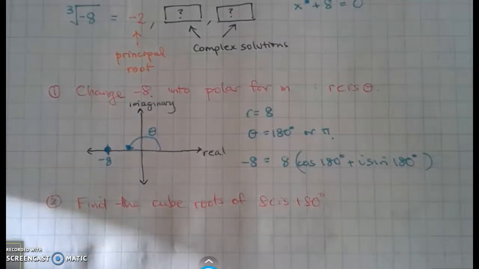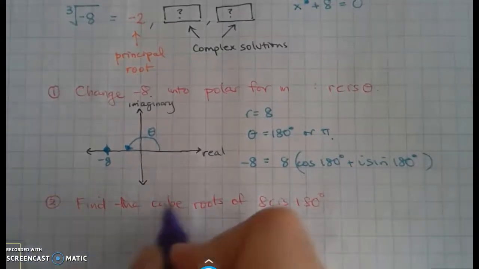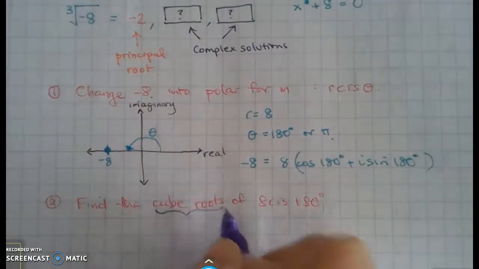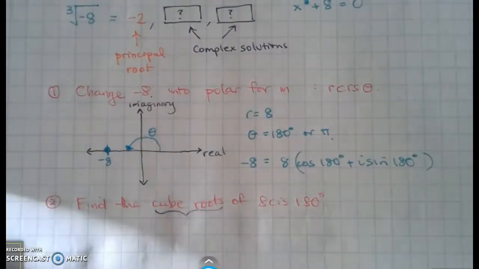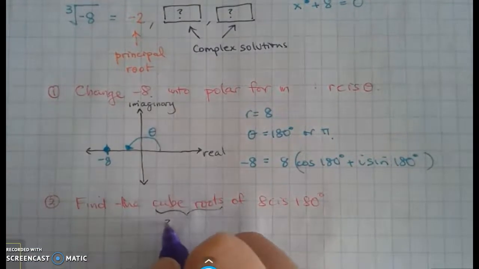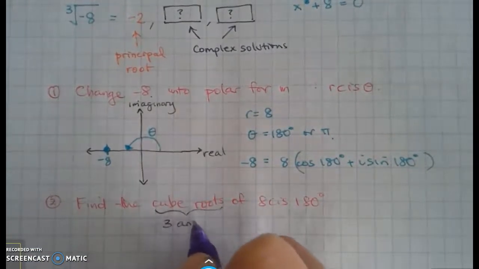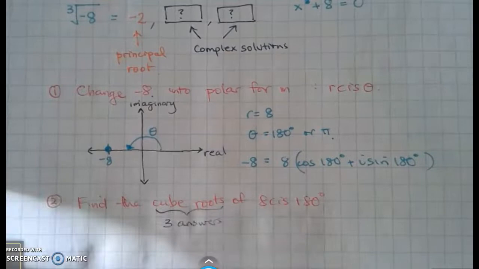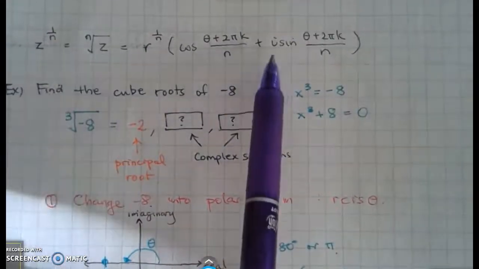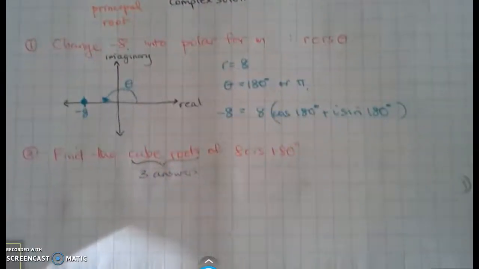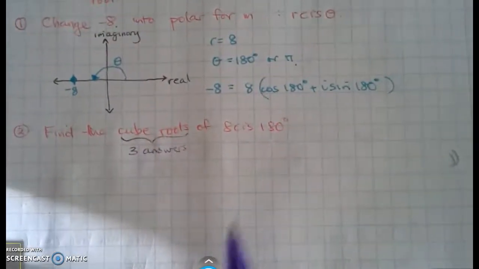Now the next step is to use that polar form to find the cube roots of 8 cis 180 degrees. First thing I am going to look at is the cube roots. If I'm dealing with cube roots, how many answers am I going to get? I am going to get 3 answers. Alright, and now I am going to rewrite this formula underneath so that I can use that structure.